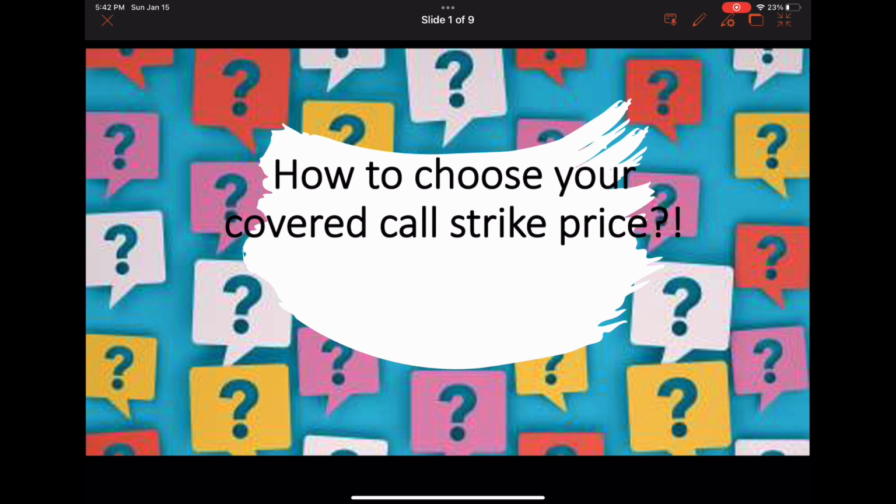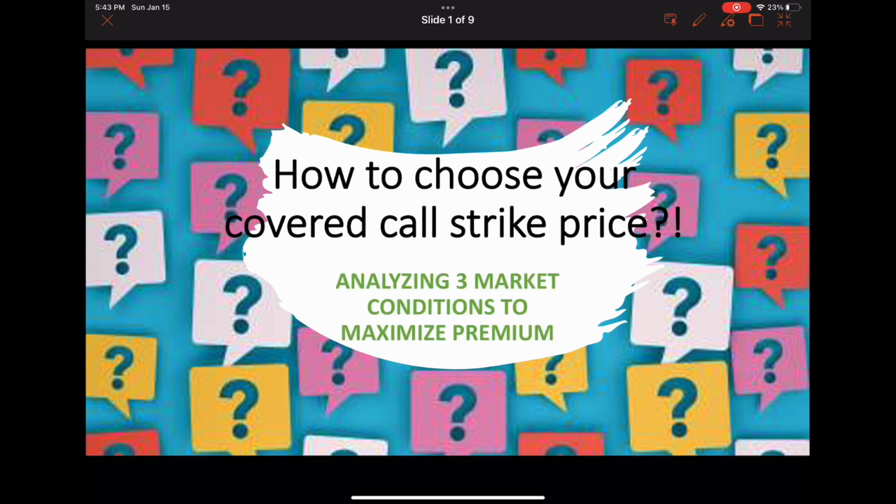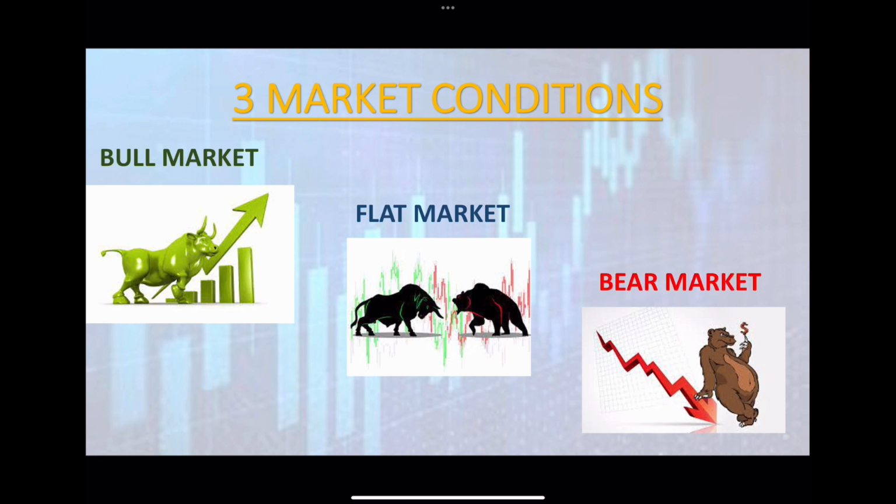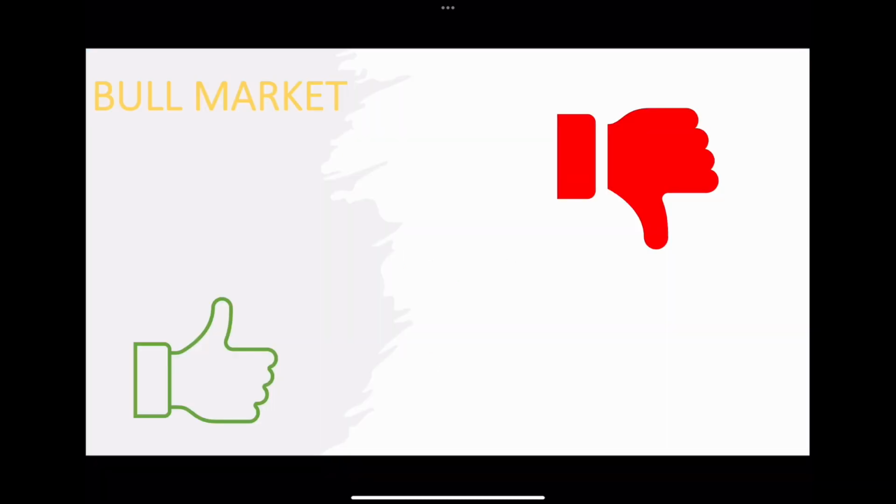Today, I'm going to show you guys how to choose your covered call strike price by analyzing 3 market conditions to maximize your premiums. The 3 market conditions that we are going to talk about today are the bull market, the flat market, and the bear market. For the bull market, there's a couple pros and a couple cons.